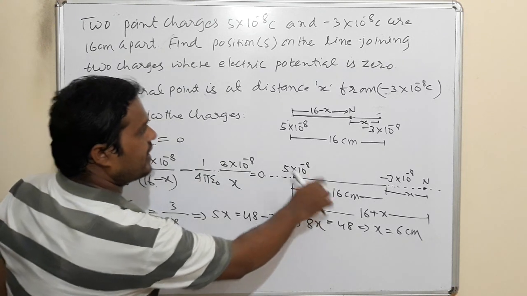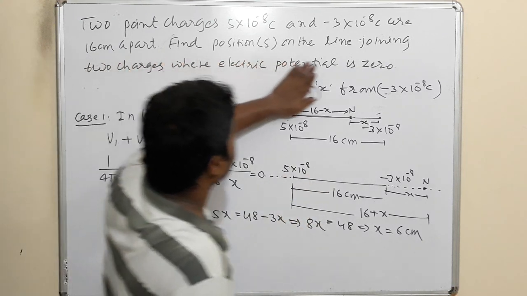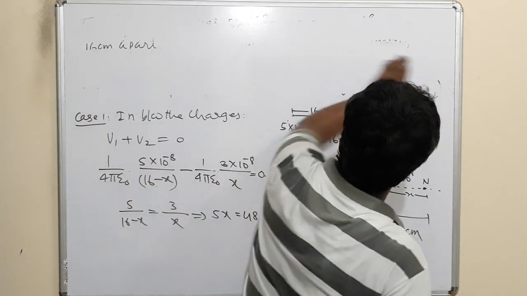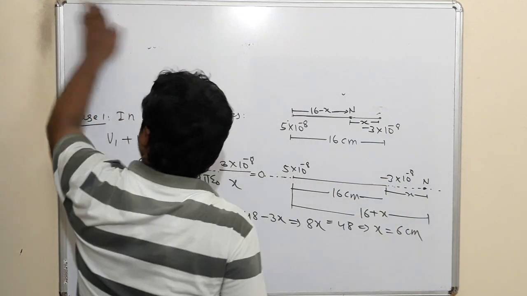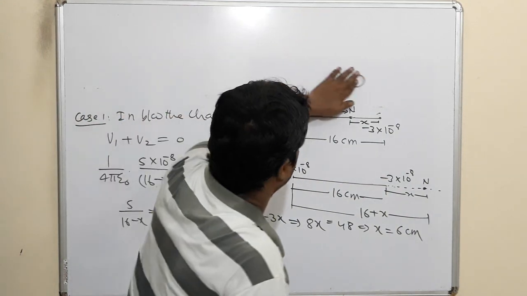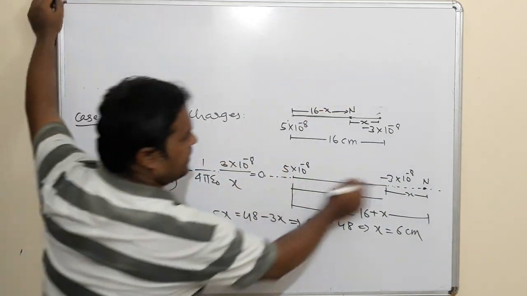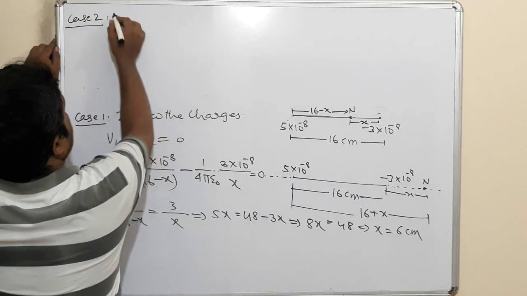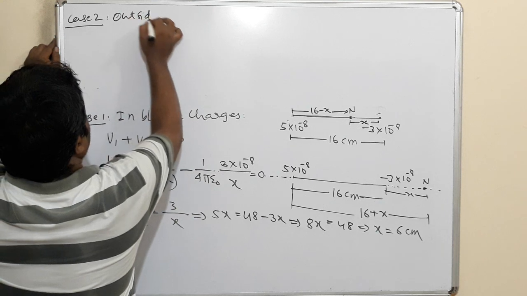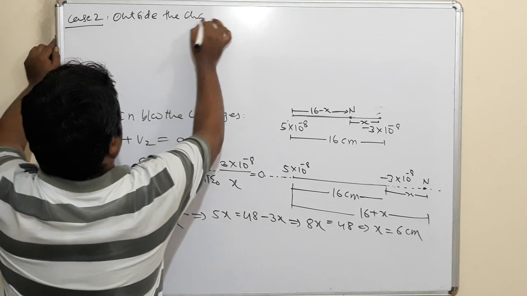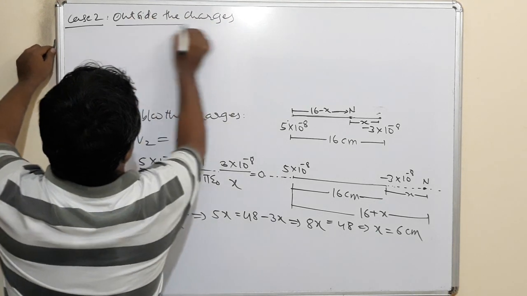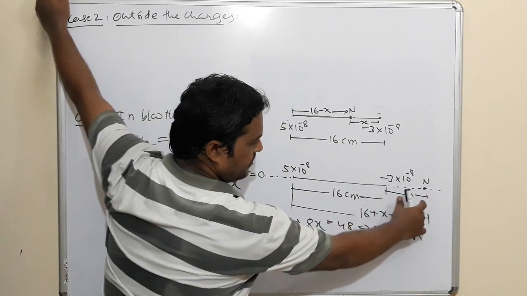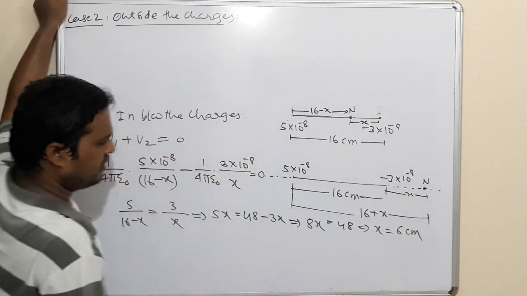And for this outside case also you can calculate this. See, this type of problem will be asked in board exams. Case 2 I will take, outside the charges. These simplifications you can do. Outside the charges, if I take this as x, this is 16 plus x.